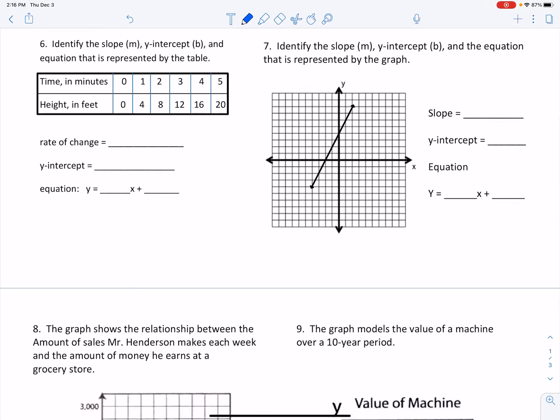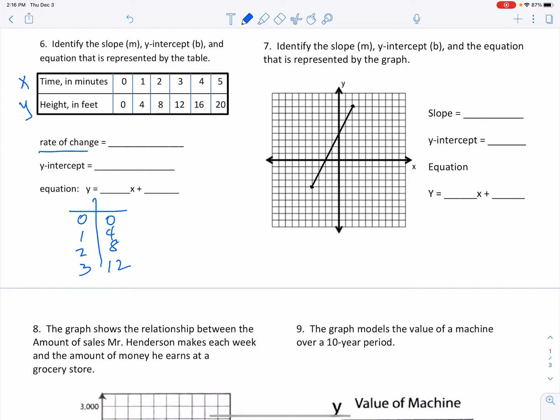Now in number 6, it says identify the slope, the y-intercept, and the equation that is represented by this table. This table is just a t-chart. It's a horizontal t-chart versus a vertical t-chart. We just need to know that the top numbers are x and the bottom numbers are y. And if you don't like the t-chart that way, then copy it into a vertical one. Our x values go on the left, and our y values go on the right. No big deal either way.